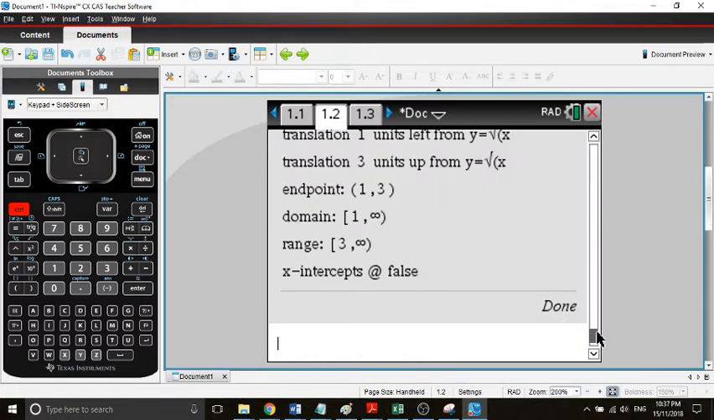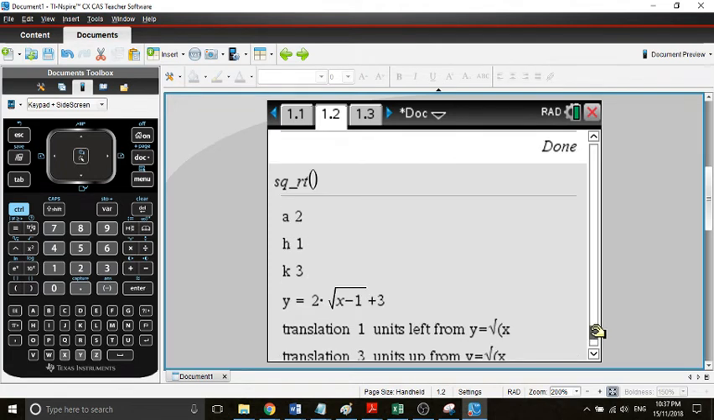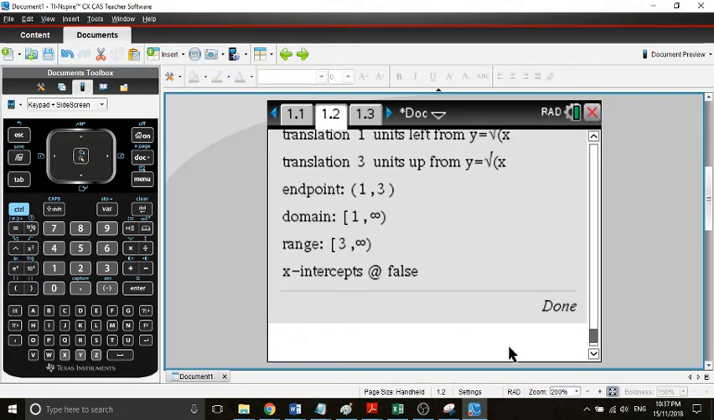Whoops. Okay, so what we're doing is we're looking at this square root function. So that's what I'm going to type in. That's what we're going to work with. And this is why there's a whole bunch of stuff involved.